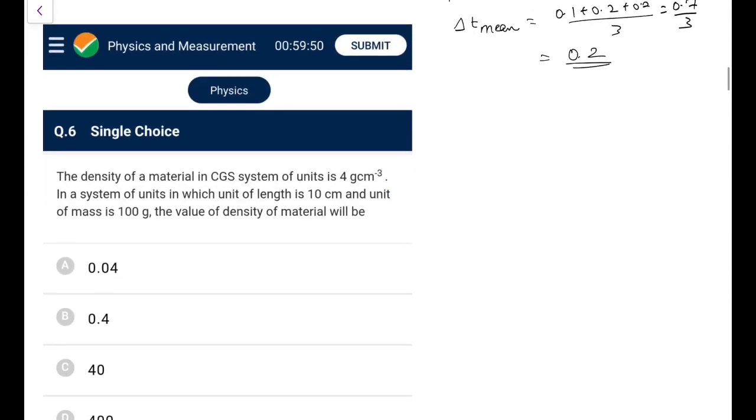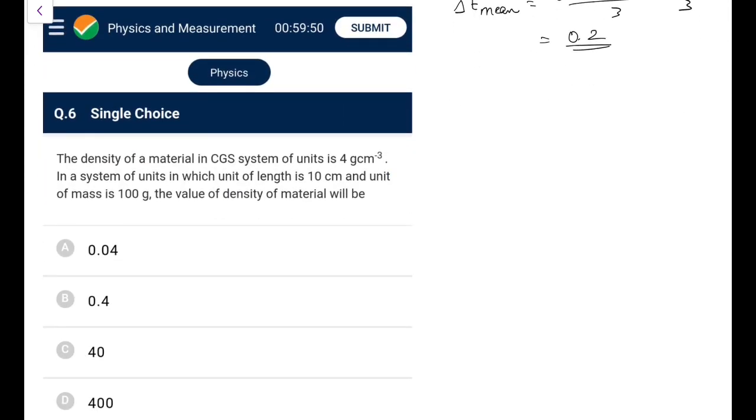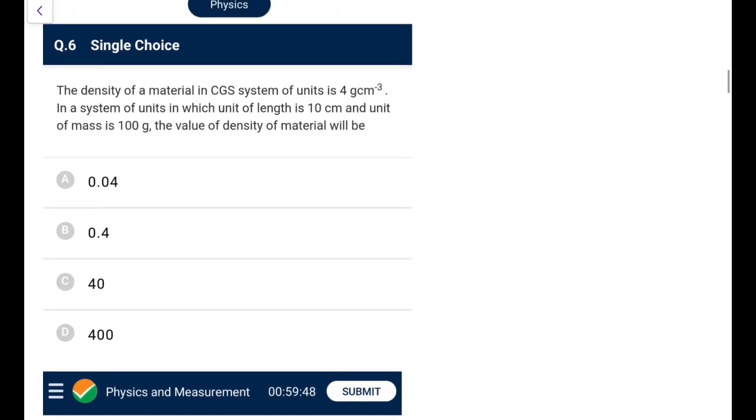You can see one of such examples, I think example number 10 in chapter 2. The density of a material in the CGS system of units is 4 gram per centimeter cube. In a system of units in which the unit of length is 10 centimeters and the unit of mass is 100 grams, the value of density of the material will be? So 4 gram per centimeter cube.